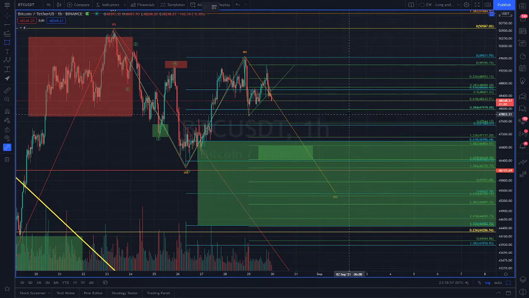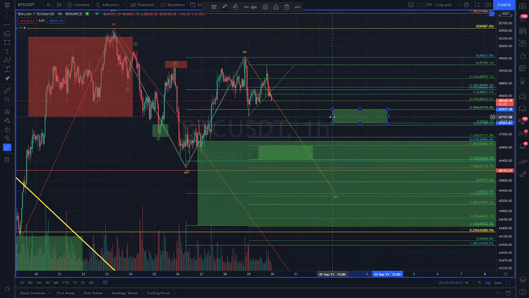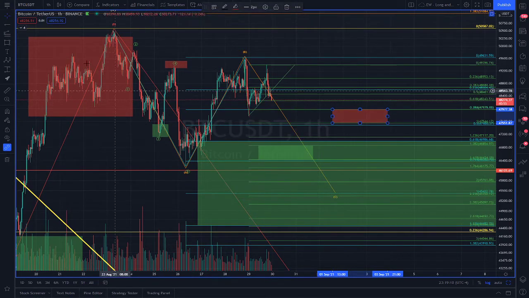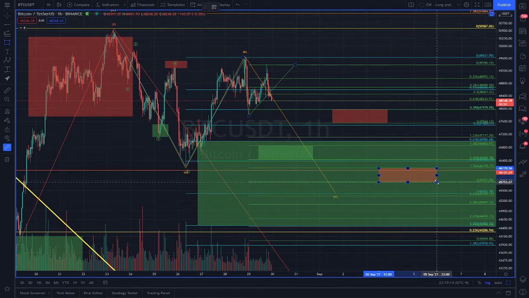From there, if it follows the fib extensions that it should, we'll get a little bounce up into the 47.5 to 47.9 region right here, and then from there we'll get our final push down, which would take us into the 46.1 to 45.7 region.